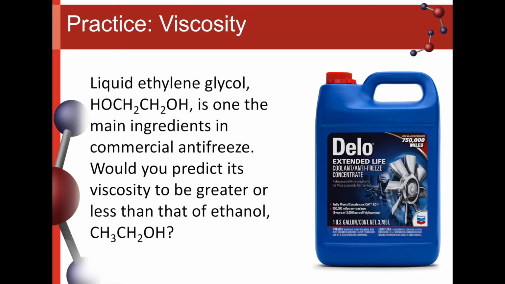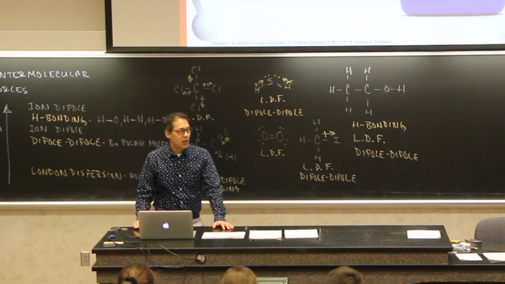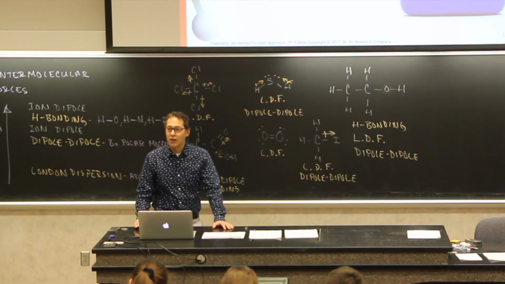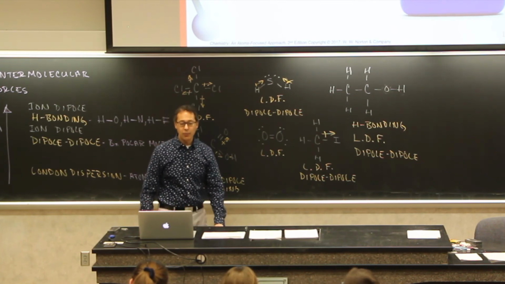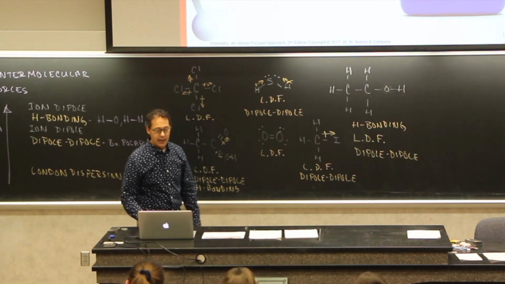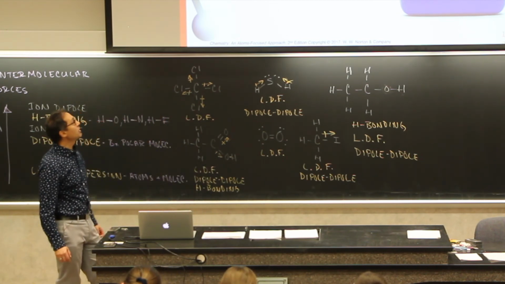Here's a question for you. Ethylene glycol is one of the main ingredients in antifreeze. Would you predict its viscosity to be greater or less than that of ethanol? Now, viscosity is just a measure of resistance to flow, or we could think of it as being stickier. The stickier it is, or the stronger the force between the molecules, the greater the viscosity. So between ethylene glycol and ethanol, which one is going to be stickier?